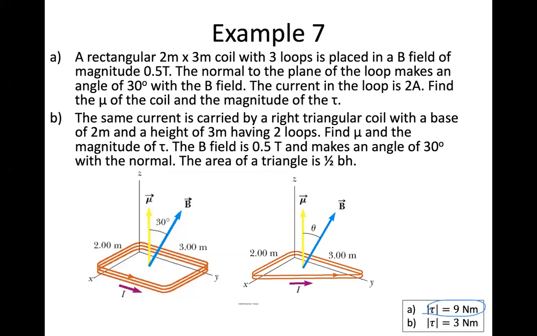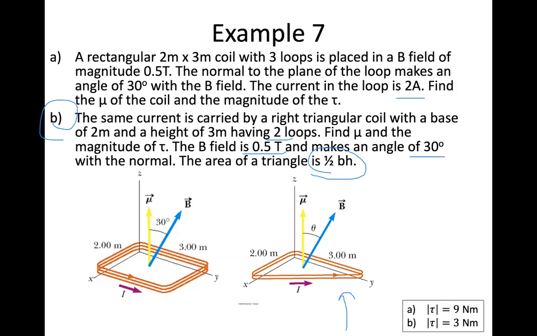Okay, cool. Now let's look at part B, and part B deals with the second picture. Same current, so we still have the 2 amps, but now our coil has a base of 2 meters and a height of 3 meters, and it only has 2 loops. It's in the same magnetic field that makes the same 30 degrees. And in case you forgot the area of a triangle, I'm reminding you it's 1/2 the base times the height. Okay. And we're going to get an answer that's going to be different.